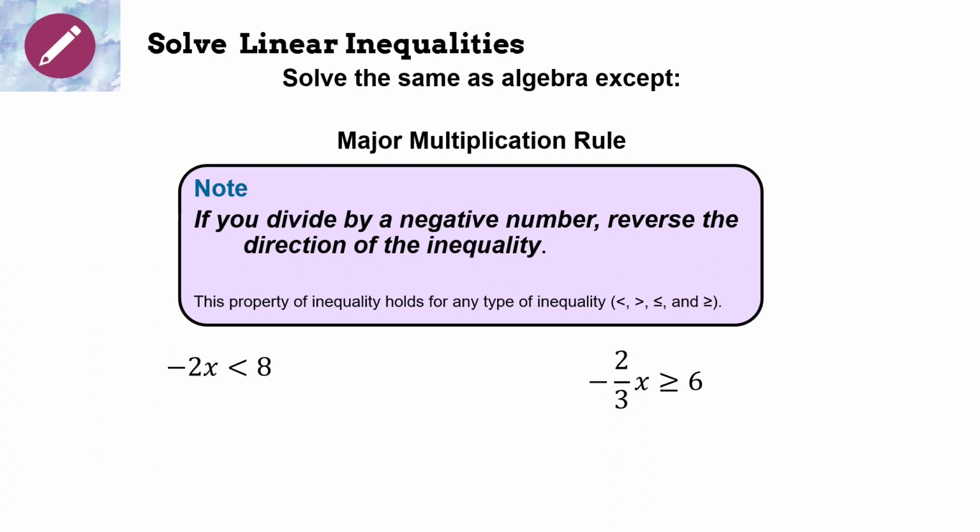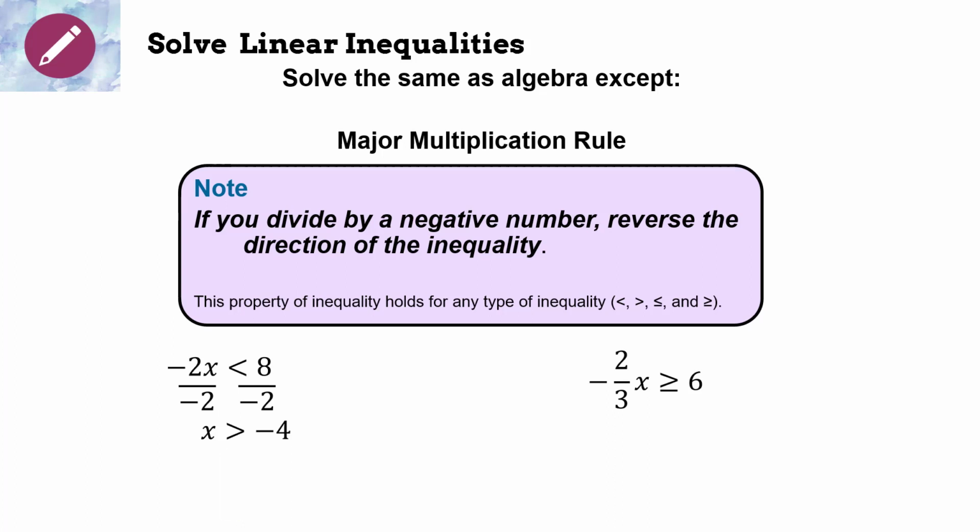Negative 2x is less than 8. And we want to get x by itself. How do we do that? Well, the opposite of multiplying is dividing. So we divide by whatever is hooked to the variable, which is negative 2. We're dividing by a negative number. That means we switch the direction of the symbol. Do you notice the original inequality is less than, and now our solution is greater than.